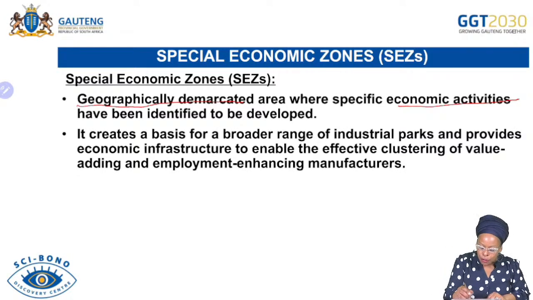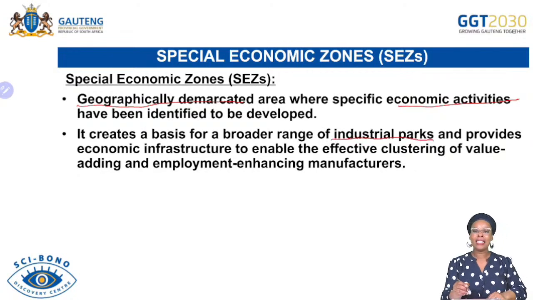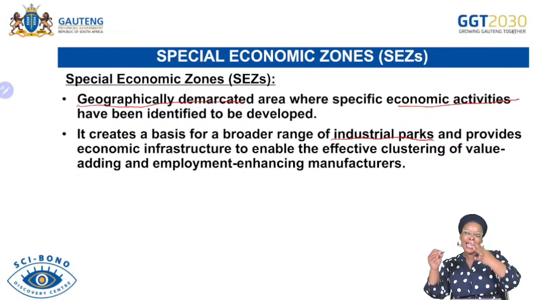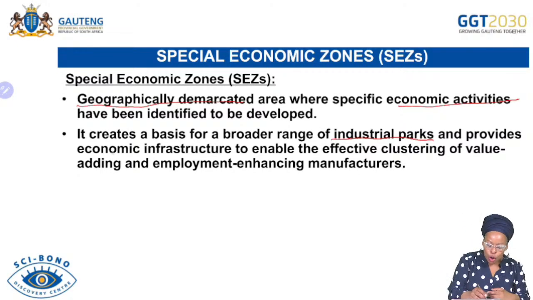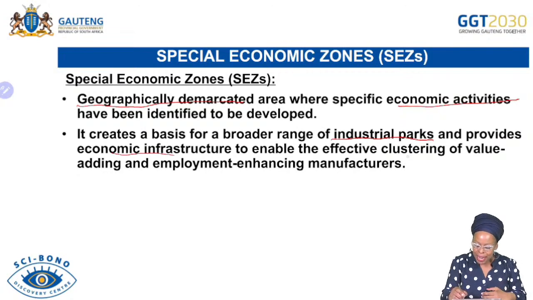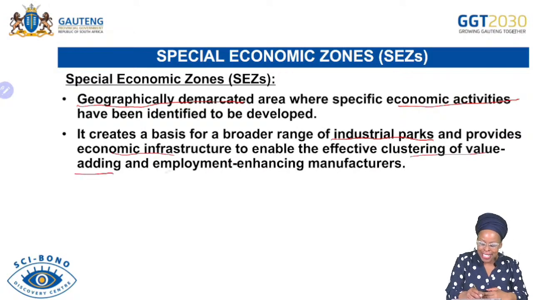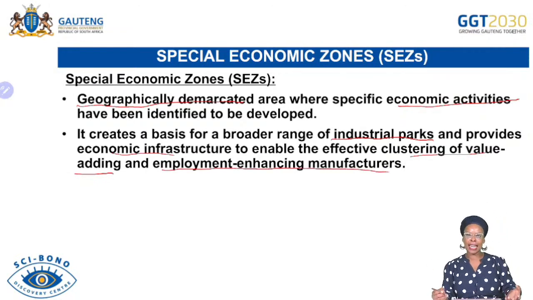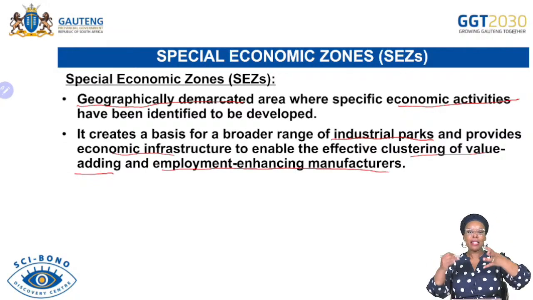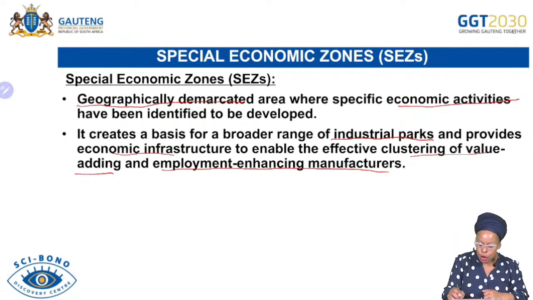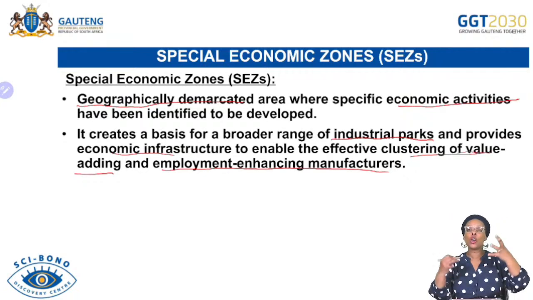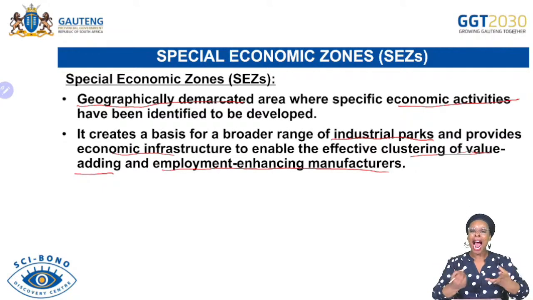They create a basis for a broader range of industrial parks. Where you'll find them, there will be industries and they are regarded as industrial parks, but they provide economic infrastructure to enable the effective clustering of value adding and employment enhancing manufacturing. So in those SEZ, the main focus is to change the natural state of a raw material into a final product, hence value adding. And they're focusing on those industries that will enhance jobs. They will create more jobs.